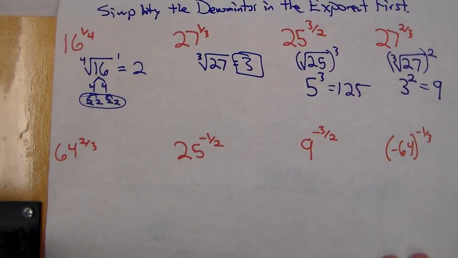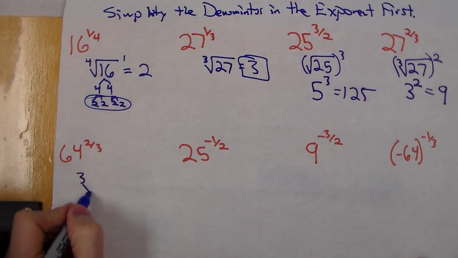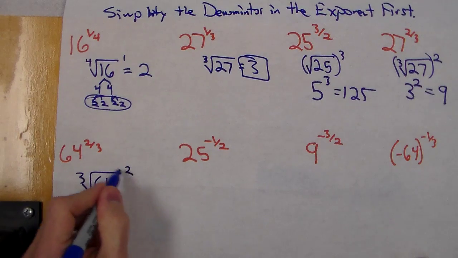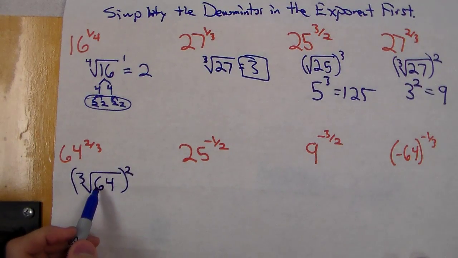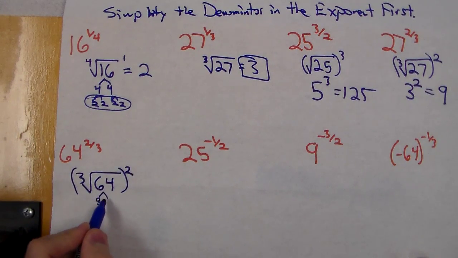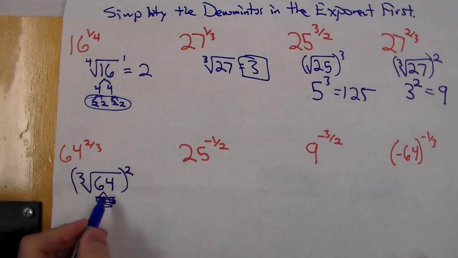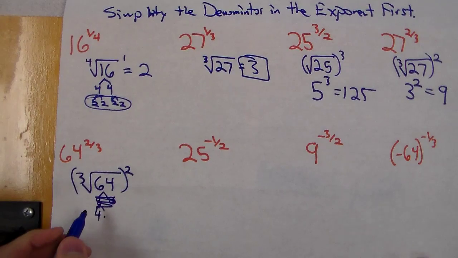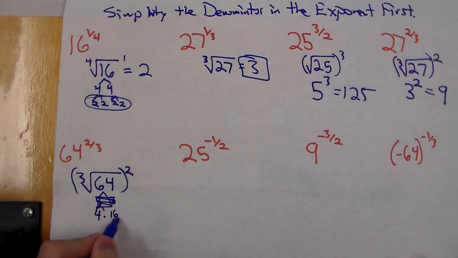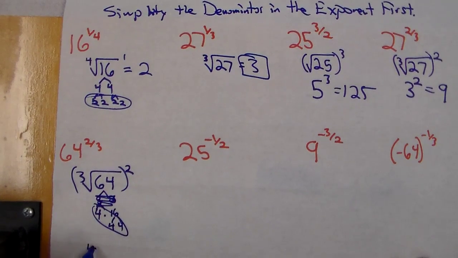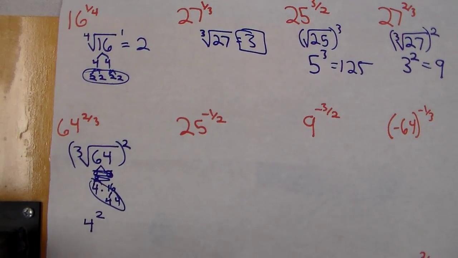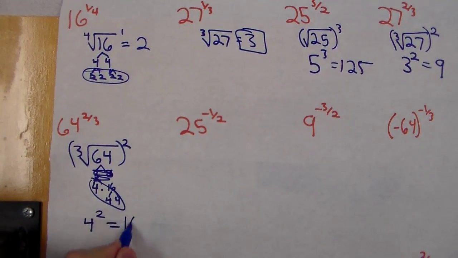We keep going. 64 to the 2/3 is going to be the 3rd root of 64, and then that's squared. 64 is 8 times 8, which we could, let's do it this way. Let's make it 4 times 16, which shows me it's 3/4. So that's 4 squared. Bring it on the squared, and my answer is 16.